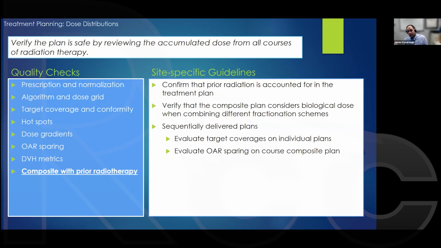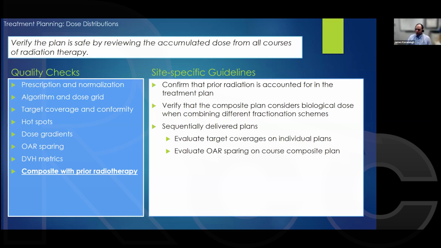So confirm where that prior radiation was. This is our responsibility, making sure that the physicians have accurate information so that they can make those decisions. So you're verifying the composite plan considers biologic dose when possible. Sometimes that's in the plan review itself. Sometimes that's just pulling the relevant DVH metrics and using some way to combine them into BED to get an actual number that the physician can use.